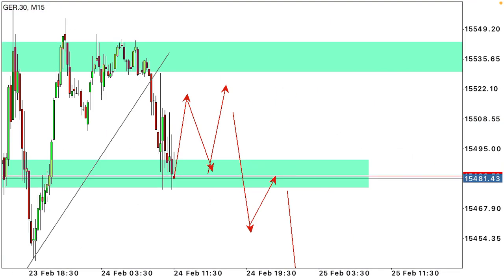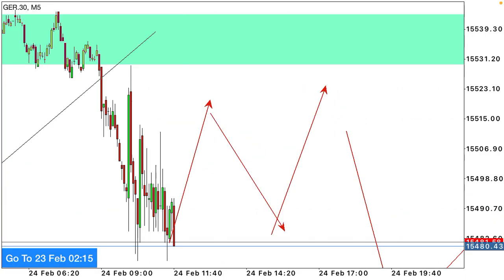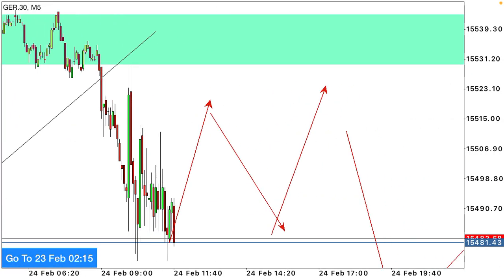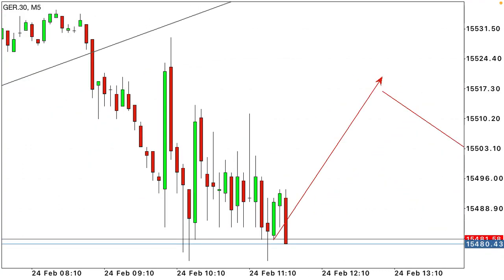You understand? Take note, guys. I don't like trading using higher time frames. I enter on my 15 minutes. From 15 minutes, I'm going to 5 minutes. On 5 minutes, I'm looking for what? Candlestick formation. What's happening? On these candlesticks, you can see there's a lot of confusion.